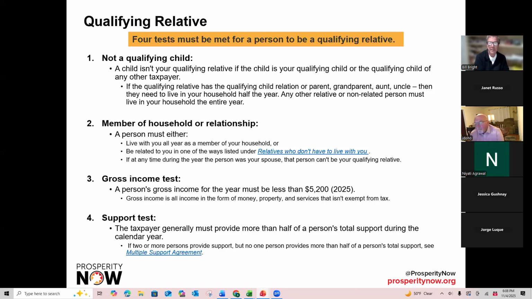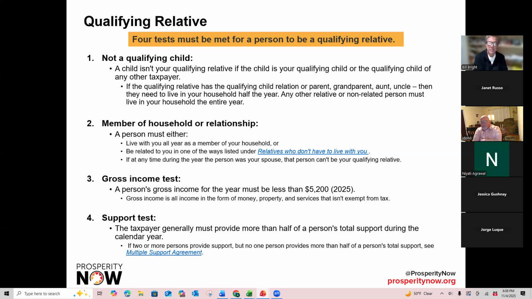And again, relatives don't have to live with you. At any time during the year, the person was your spouse. Again, you can't claim your spouse as a dependent. You're filing married joint or married separate then. And the gross income test: a person's gross income for that year must be less than $5,200. Gross income is all income in the form of money, property, services that isn't exempt from tax.